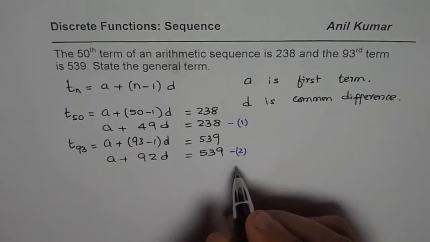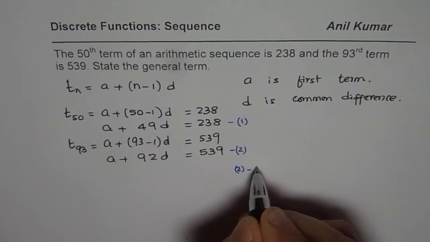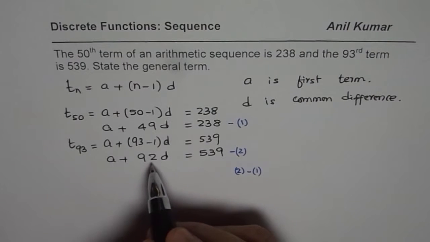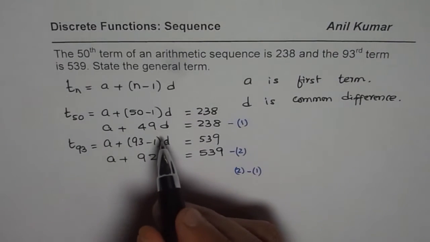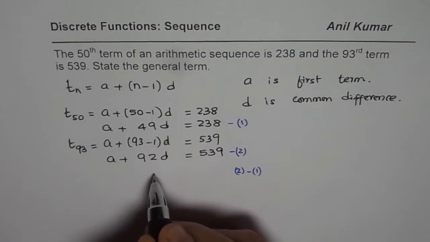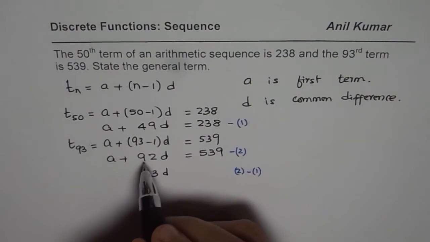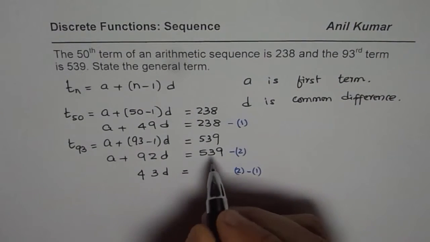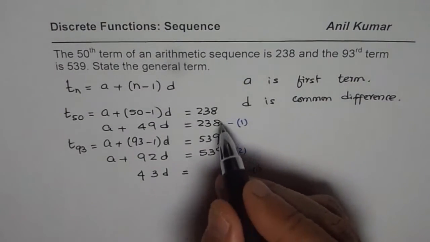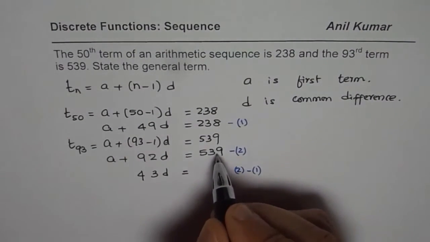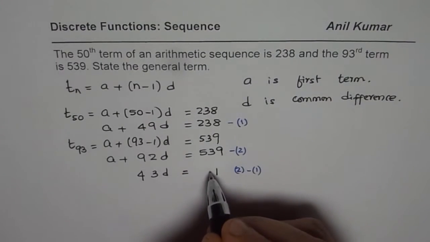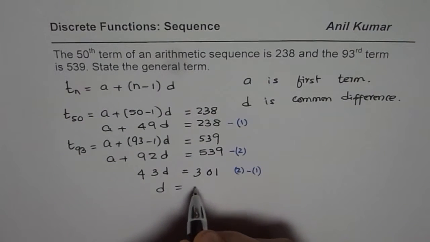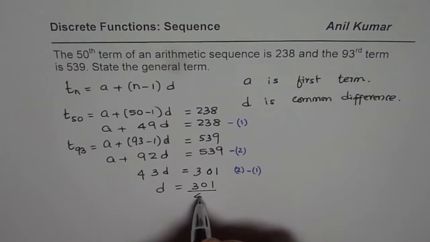So if I do equation 2 minus equation 1, then what do we get? a minus a is 0. 92 minus 49, that is what we have to do. 12 take away 9 is 3. And we borrowed 1, so 8 take away 4 is 4. So 43d is equal to, from here, 539 take away 238, which is 301. So now we can say d is equal to 301 divided by 43.